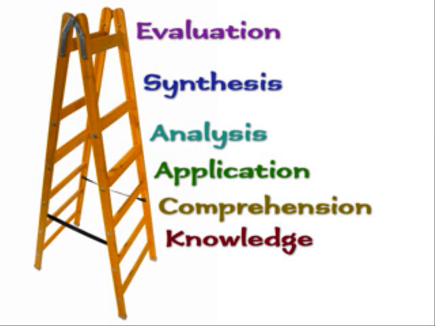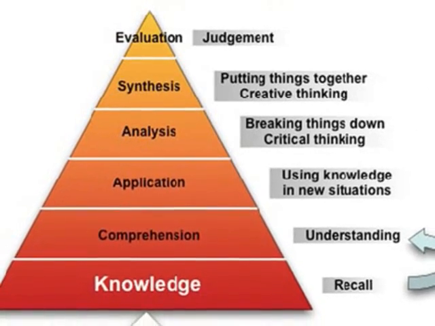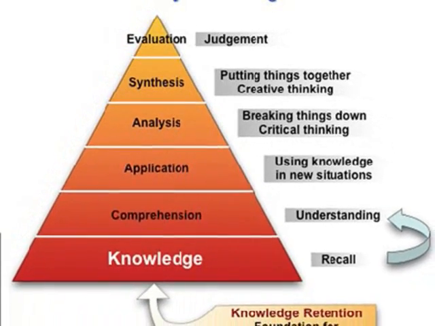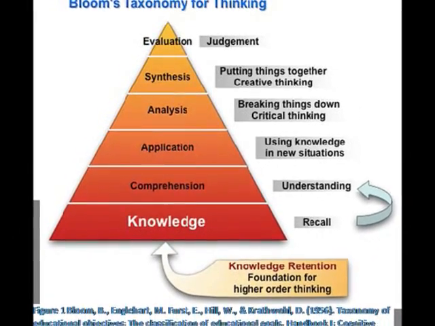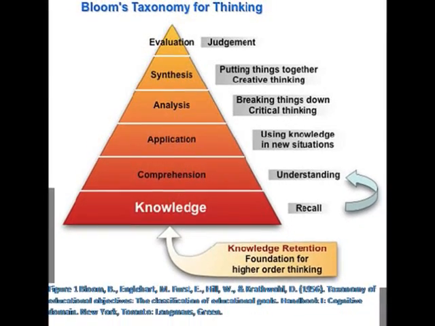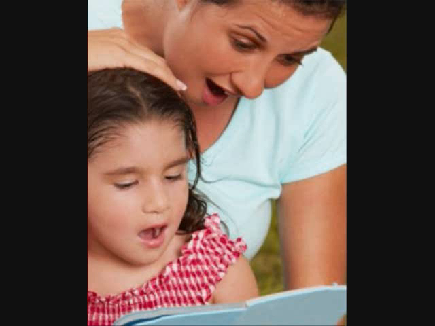thinking. The 6 levels of Bloom's taxonomy include knowledge, comprehension, application, analysis, synthesis, and evaluation. Knowledge refers to recalling, retrieving, and recognizing relevant information from long-term memory. Comprehension requires a cognitive process and understanding of information where learners are interpreting or translating information.